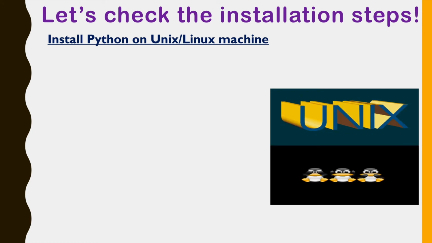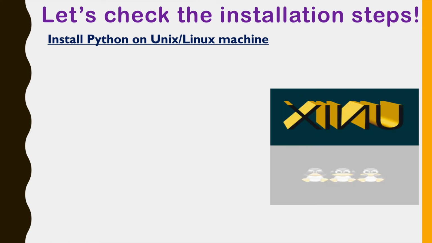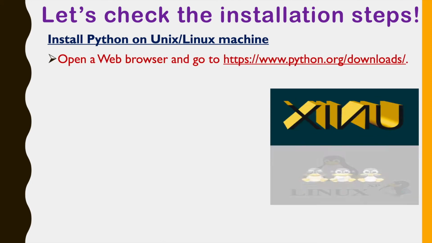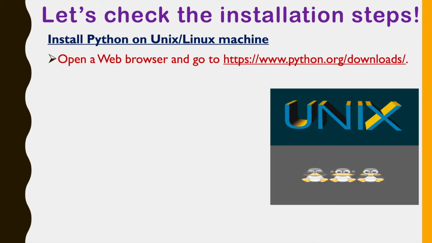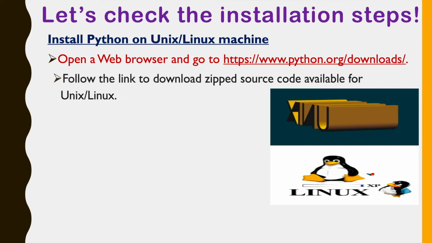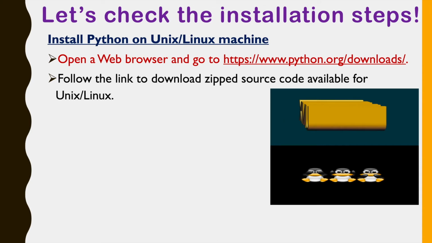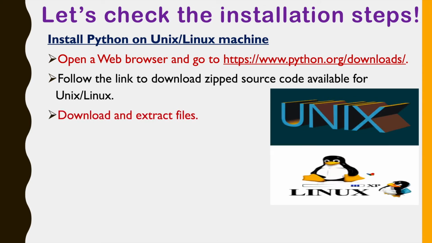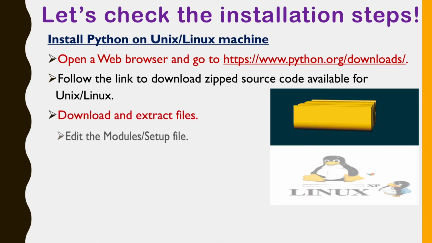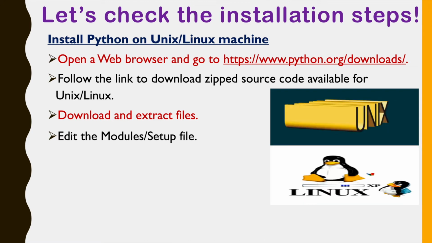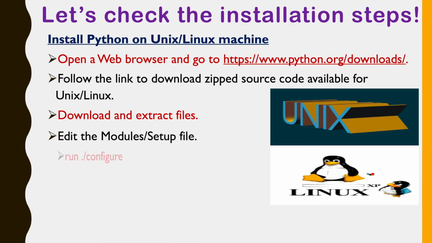So first of all, let's see how to install Python on a Unix or Linux machine. Open a web browser and go to www.python.org/downloads. Then follow the link to download the zip source code that is available for Unix or Linux. You download those and extract the files. If you want to customize some options, then only edit your module or setup file.